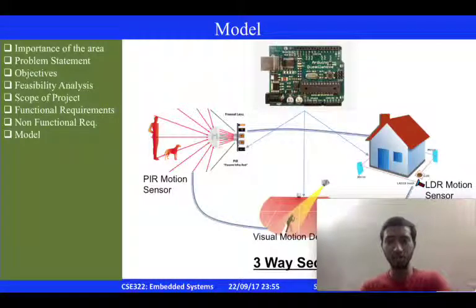So now this is the model of our project. There is a motion sensor, and there is a house in which an intruder is there, and we are able to detect it using a three-way detection system.